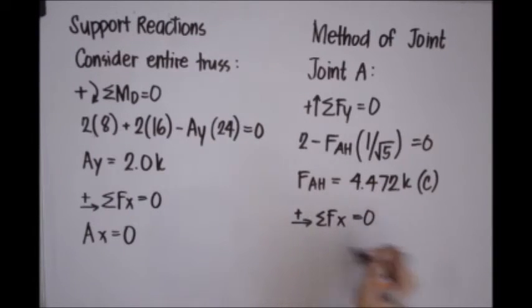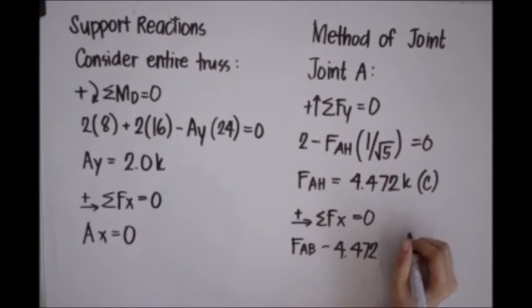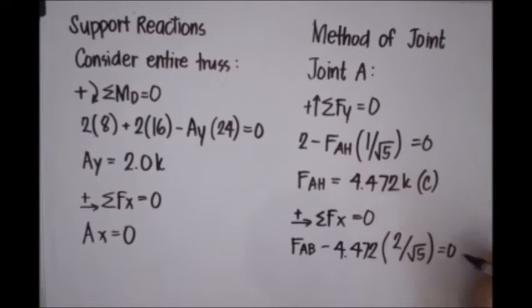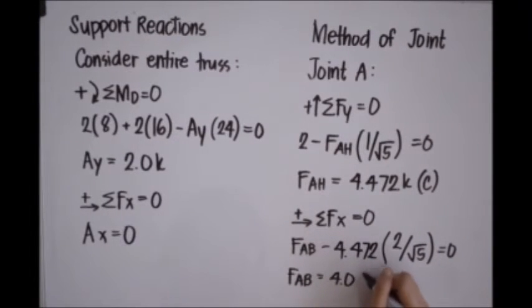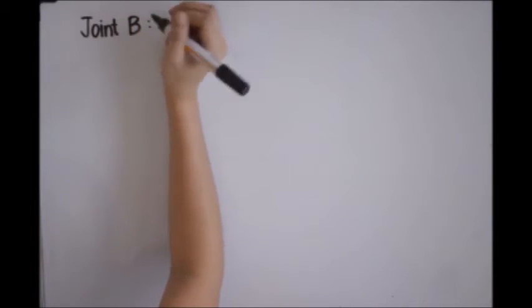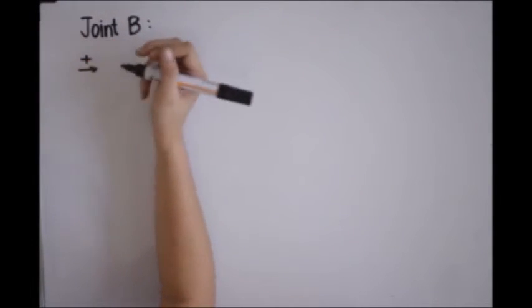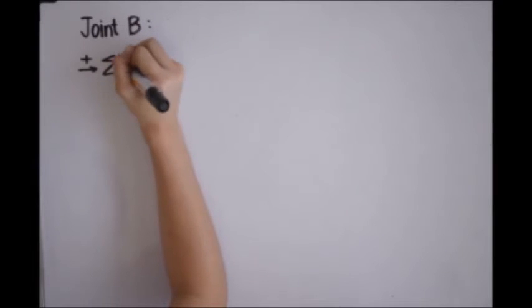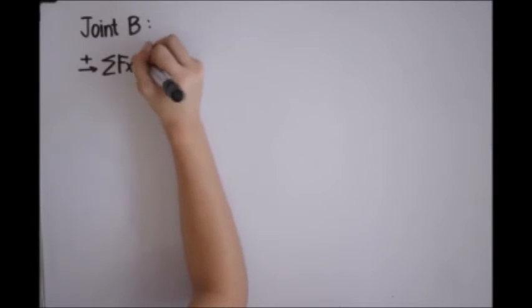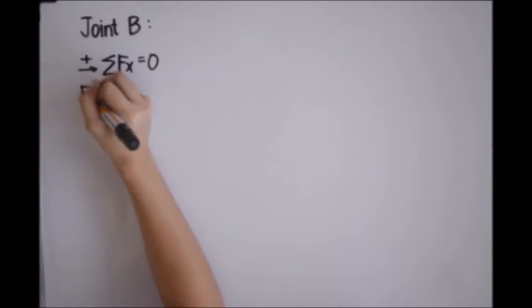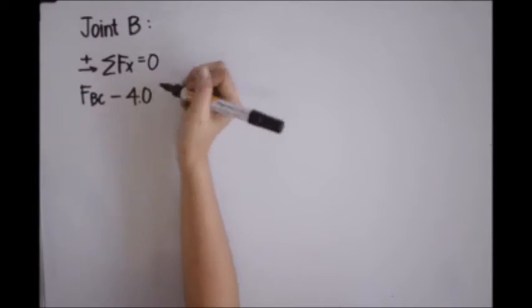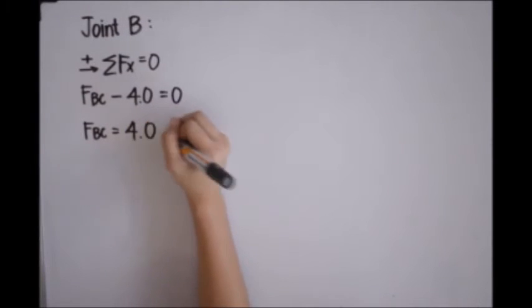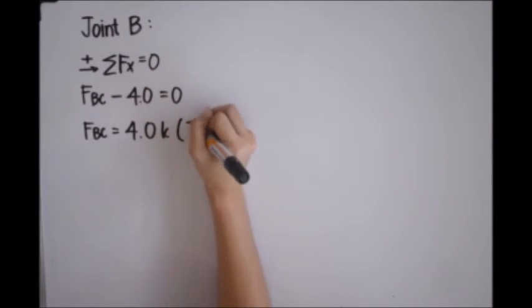Then, summation f of x is equals to 0. FAB minus 4.472 times 2 over square root of 5 is equals to 0. So, FAB natin is equal to 4K, which is in tension. Now, isolate joint B. So, summation of f of x is equals to 0. FBC minus 4 is equals to 0. So, ang FBC natin is equals to 4K, which is in tension.